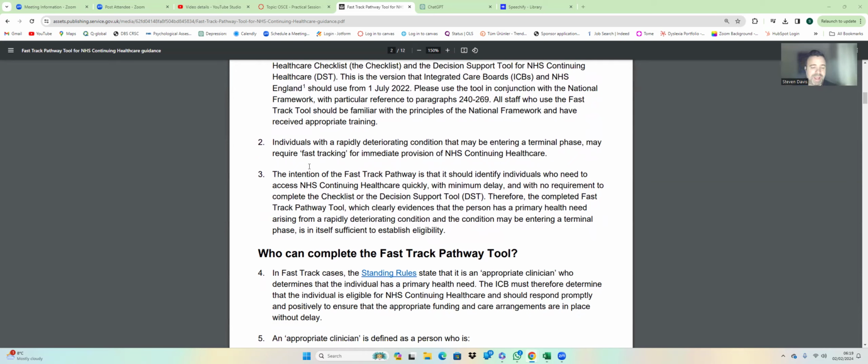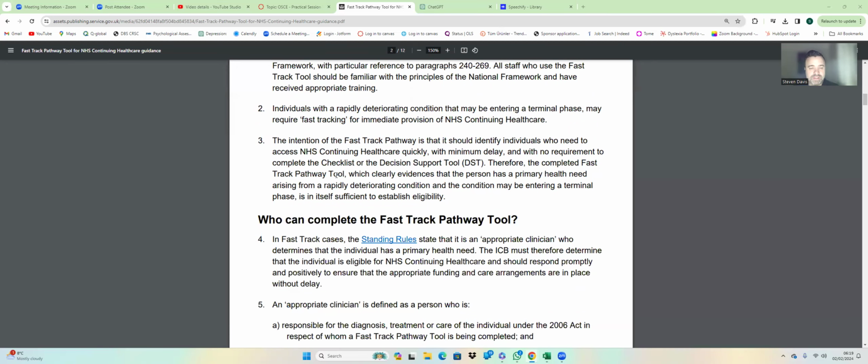The idea is for individuals that are rapidly deteriorating and entering the terminal phase. So if you're thinking about end of life pathways, then obviously the fast track tool is the one that you need. The intention for the fast track pathway is that it should identify individuals who need access to continuing healthcare quickly, to minimise the delay, without the requirement to complete the checklist or the decision support tool. Therefore, complete the fast track pathway tool with the evidence that the person has primary health needs that are rapidly deteriorating, and a condition where they need that additional support.